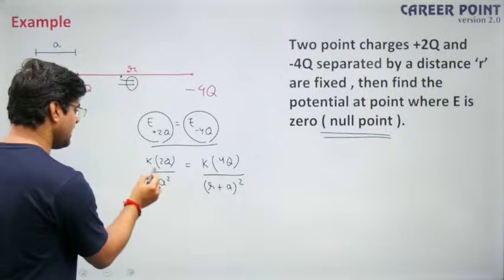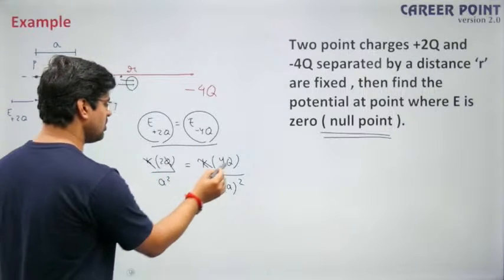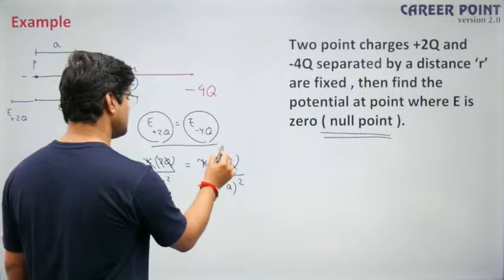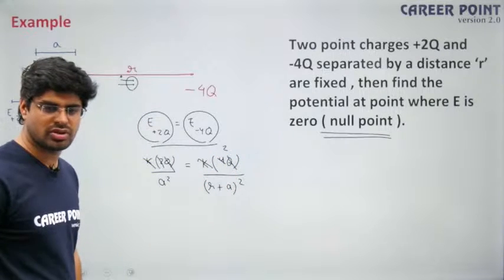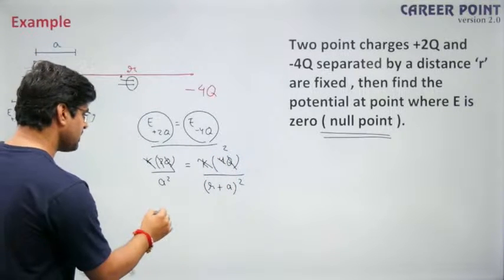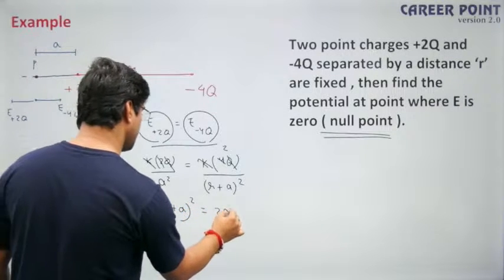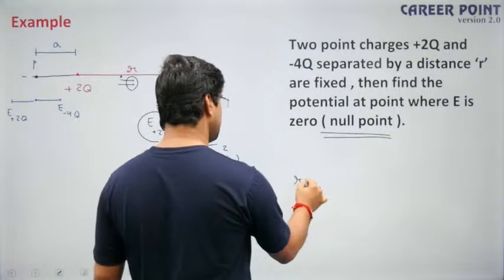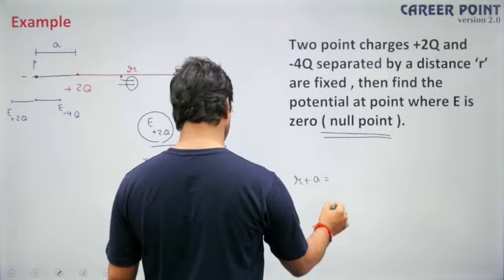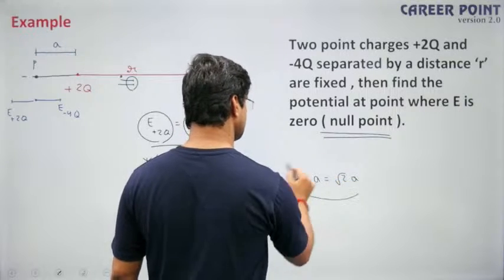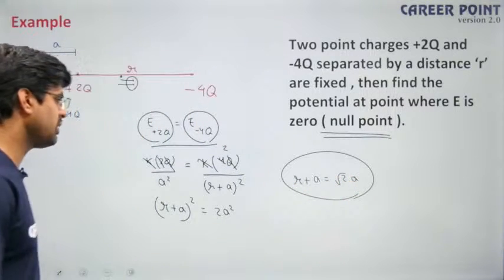Let's cancel k with k, q with q. 2 is cancelling 4 and coming 2. So from here I can write (r plus a) whole squared equals 2a squared. So from here I get r plus a equals root 2 a.